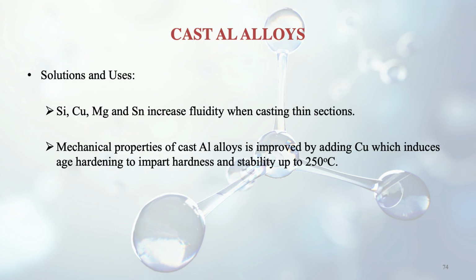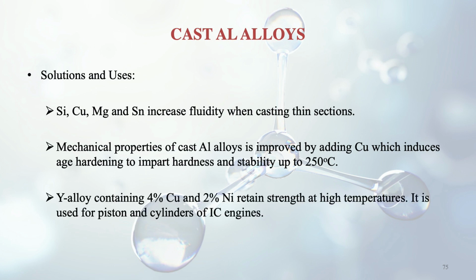Mechanical properties of cast aluminum alloys are improved by adding copper, which induces age hardening to impart hardness and stability up to 250 degrees centigrade. Y alloy is also there, which contains 4% of copper and 2% of nickel, and these help to retain strength at high temperatures. And this Y alloy is generally used in case of pistons and cylinders of IC engines. So it is a very important thing, and mass production is there.